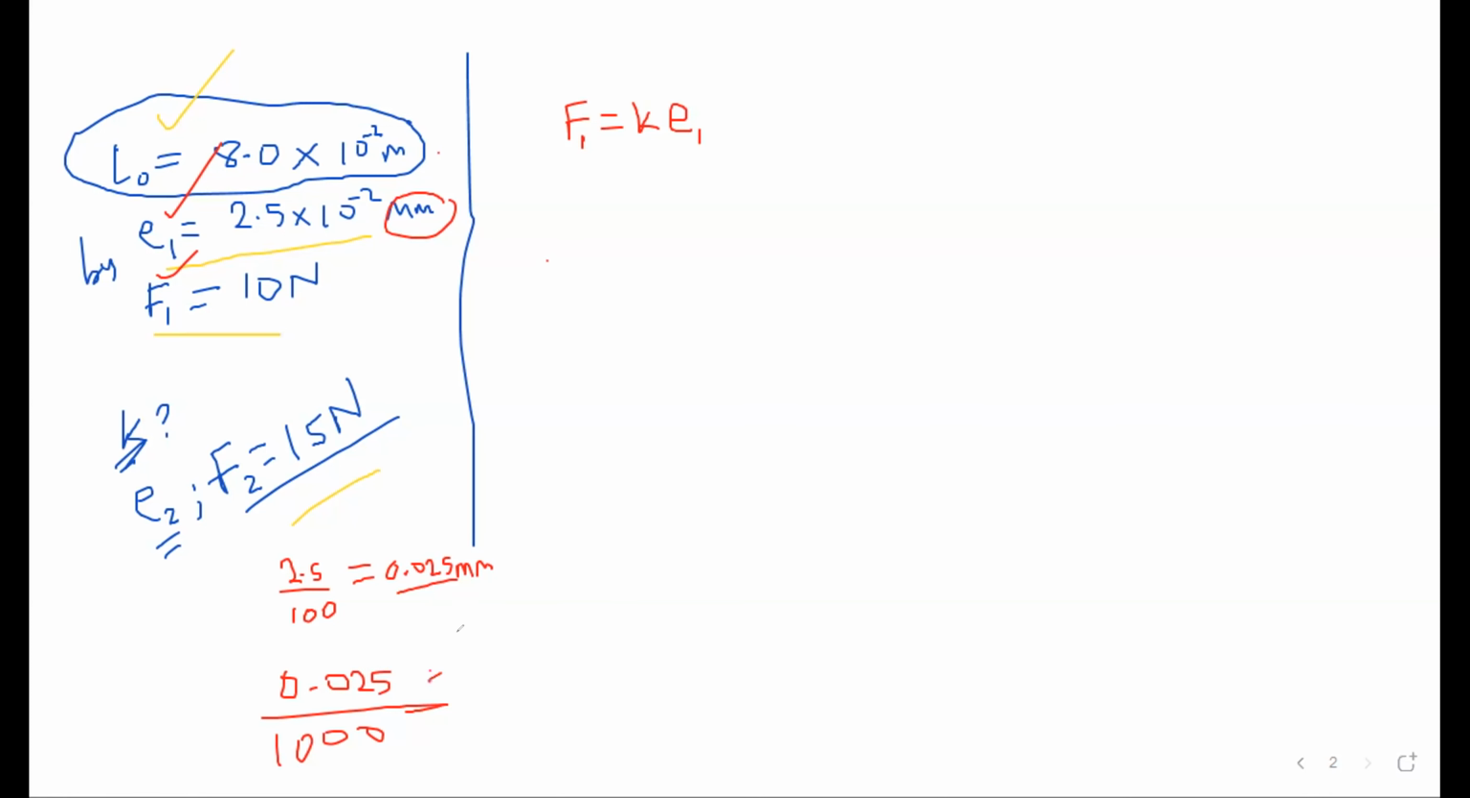So we are going to be getting 0.00, I think there are 4 zeros here, and then 2.5 meters. What I was doing was changing our extension from millimeters to meters, because we need to get K in newtons per meter as the SI unit.